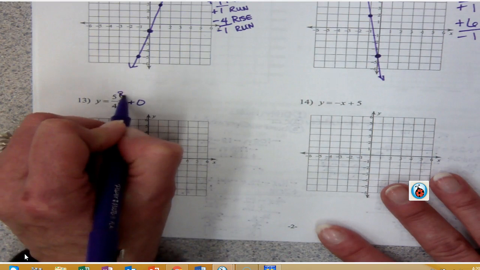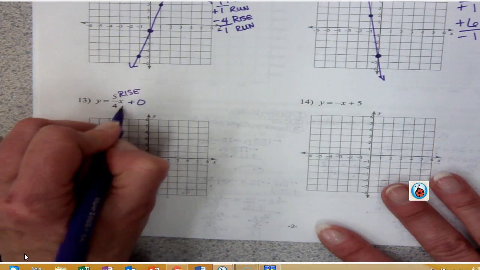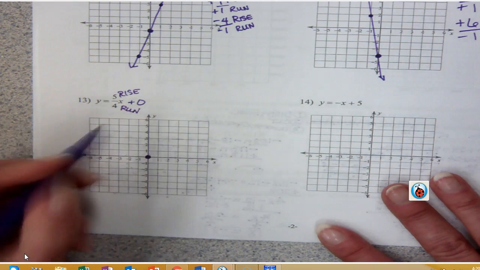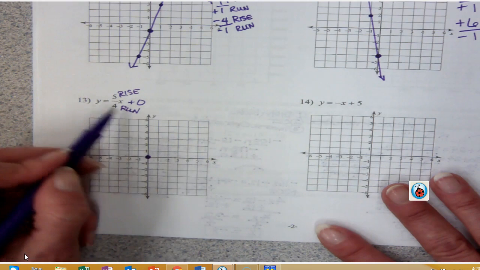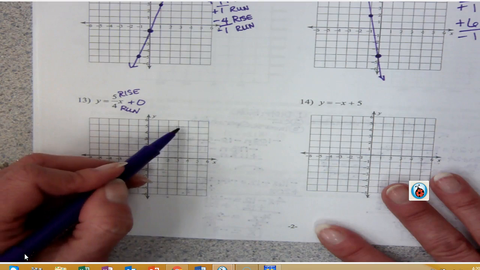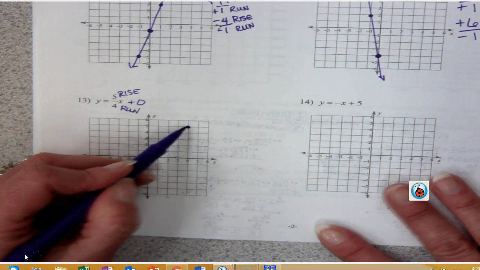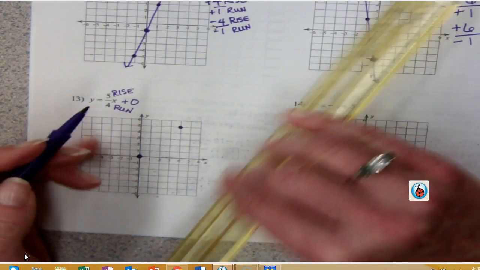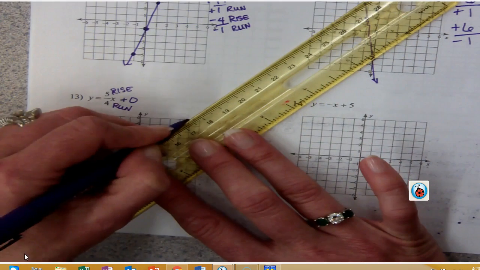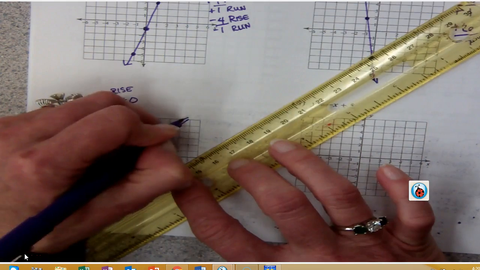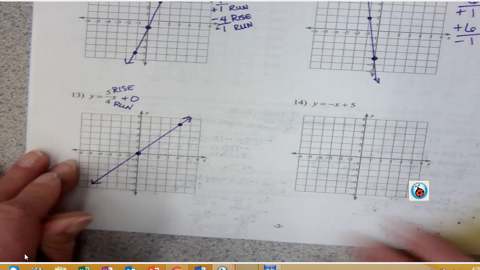So this is my rise, this is my run. We're going to go up 5, 1, 2, 3, 4, 5, and over 4, 1, 2, 3, 4. Then I can graph my line. And there you have it.